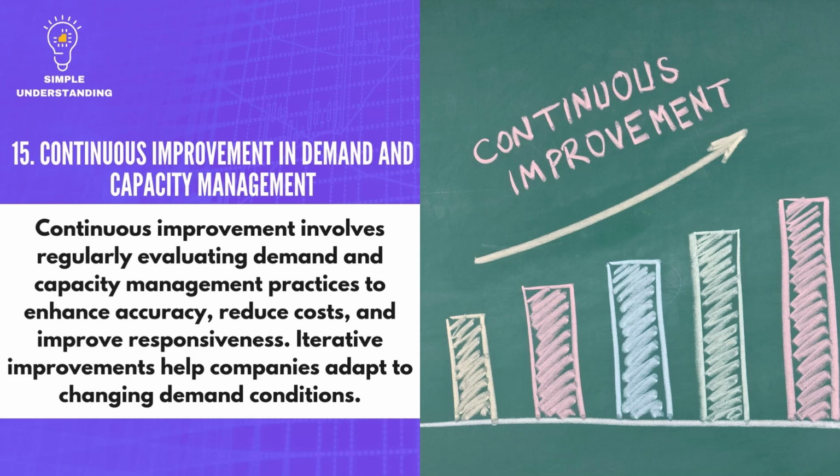15. Continuous improvement in demand and capacity management. Explanation: Continuous improvement involves regularly evaluating demand and capacity management practices to enhance accuracy, reduce costs, and improve responsiveness. Iterative improvements help companies adapt to changing demand conditions.